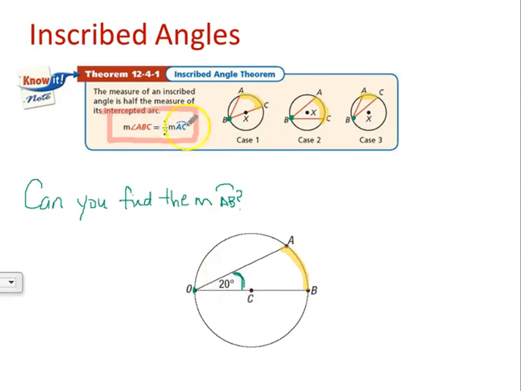Remember, the measurement of the angle is going to be 1/2 the measurement of the arc. So 2 times 20 would be 40. The measurement from A to B, that arc, has to be 40 degrees. And then we would take 1/2 of that, which is 20, to find the measurement of the inscribed angle. That's it.